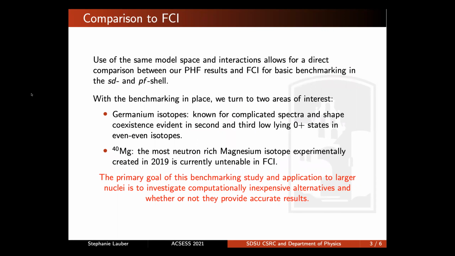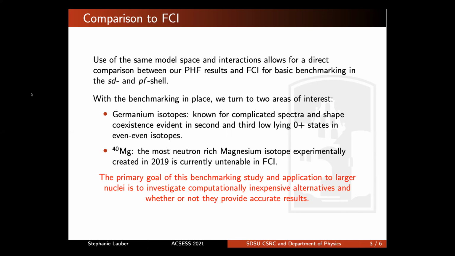Specifically, the approximation I'm looking at is projected Hartree-Fock. So this is convenient because we can use the same model space and the same interactions for a direct comparison between our PHF results and our FCI results. And we perform basic benchmarking in the SD and PF shells, which are small to moderately sized model spaces respectively. With that benchmarking in place, we turn to two areas of interest, that being germanium isotopes. These are known for having complicated spectra and shape coexistence that's evident by second and third low-lying 0+ states in the even-even isotopes. And then we turn to magnesium-40, which is currently untenable even using FCI, but it is interesting because it's the most neutron-rich magnesium isotope that has experimentally been created as of 2019.